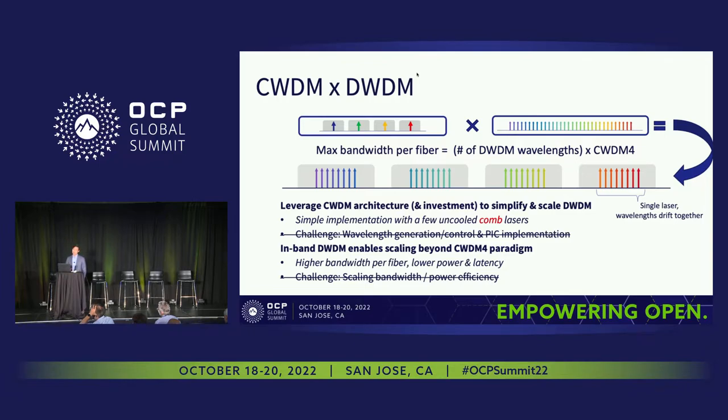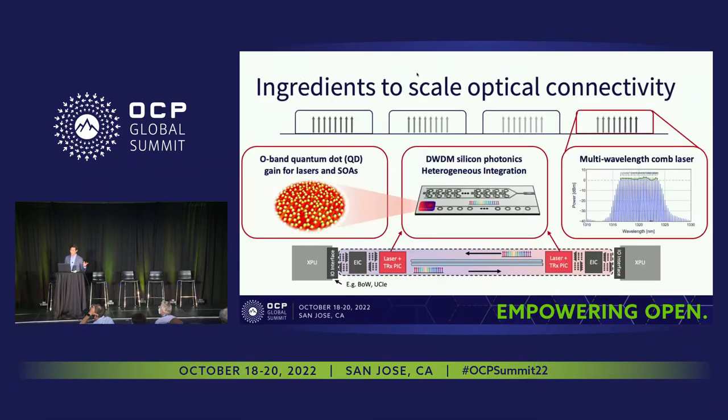And also, from another perspective, this implementation offers an alternative to scaling the CWDM4 paradigm that doesn't resort to using higher order modulation like coherent or increasing the baud rate. You can keep things wide and parallel using many more wavelengths, keep the signaling rate down per wavelength, and that way you can rate match to wide and parallel electrical interfaces and keep the latency down, keep the power down, et cetera.